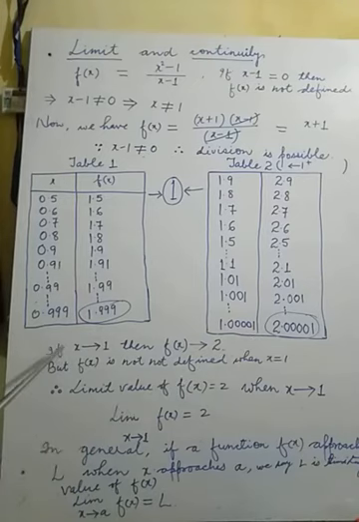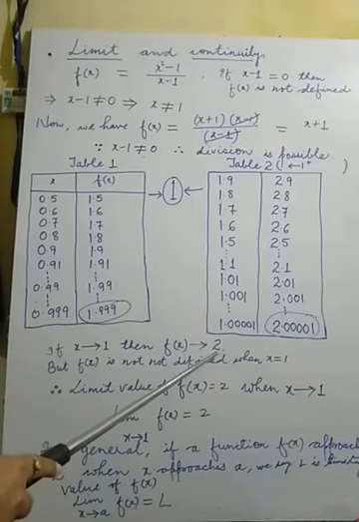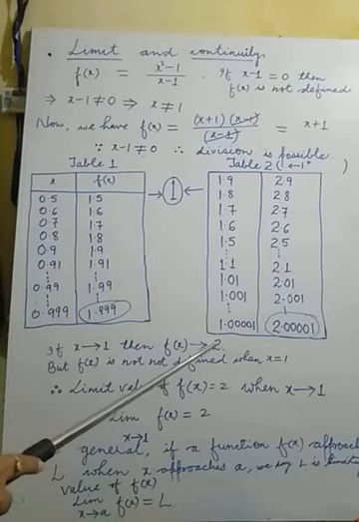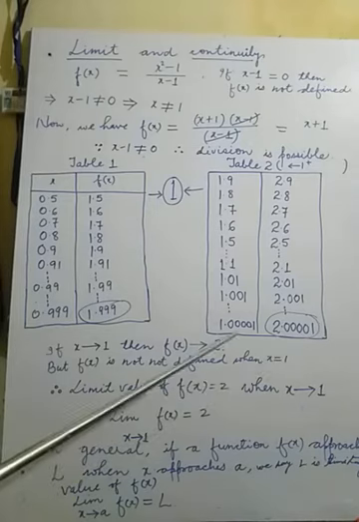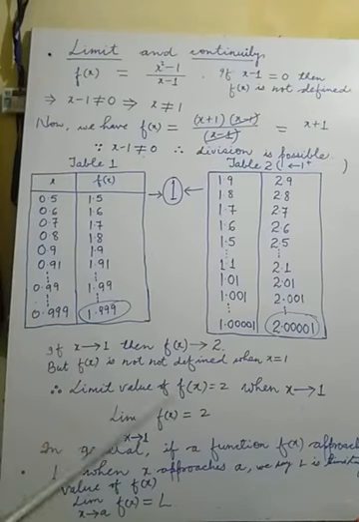It means that if x approaches 1, then the value of f(x) is approaching 2. This 2 is called the limiting value. What is it called? Limiting value. But f(x) is not defined when x equals 1, because that will be infinite and that cannot be defined. So how can we express this in the language of mathematics? Limit.